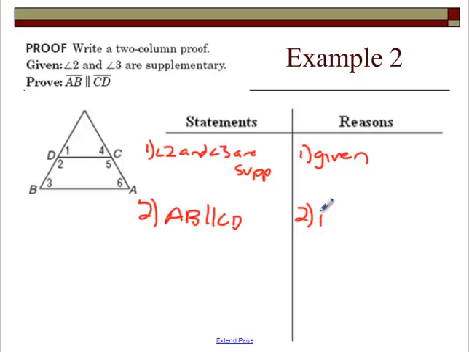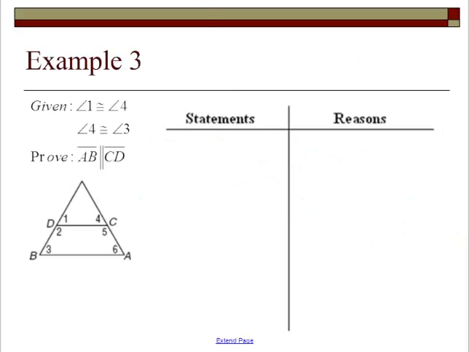Because last time we did if parallel, but I don't know parallel yet. I'm proving parallel. So if same side interior angles are supplementary, then parallel. You have to write them in order. Step 1 is your if, step 2 is your then. And we're done. These are going to be 2-step proofs today. For the most part, this one's going to be an extra step.